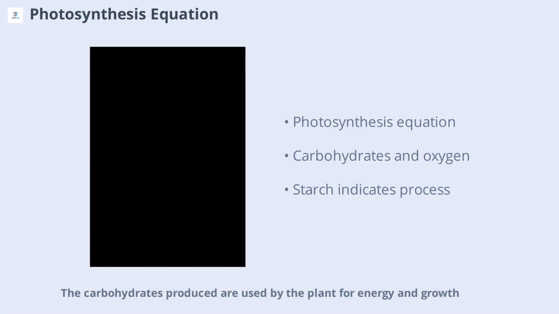The carbohydrates produced are used by the plant for energy and growth, while the oxygen is released into the air. This not only sustains the plant, but also supports all life forms that rely on oxygen for survival. The presence of starch in leaves is a clear indicator that photosynthesis has occurred.